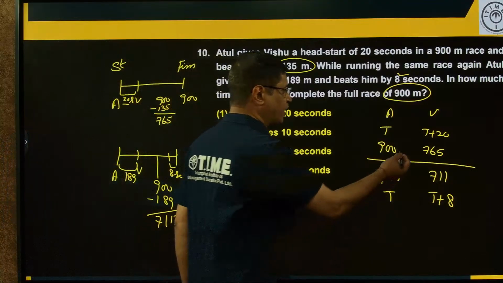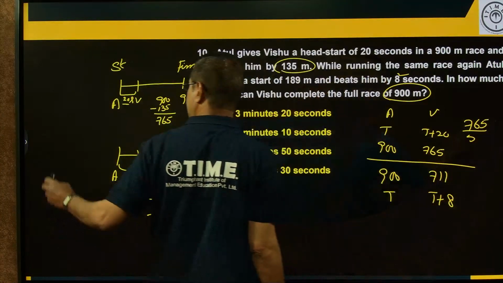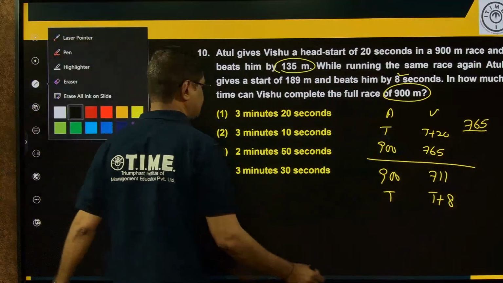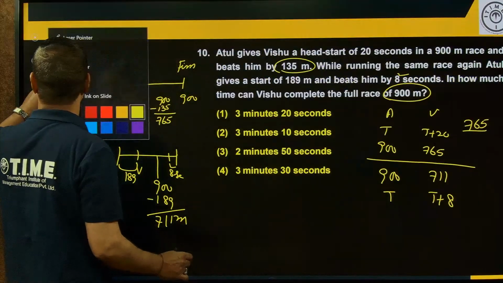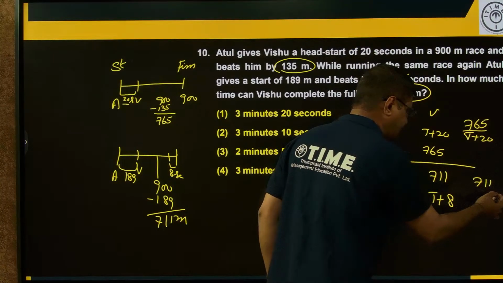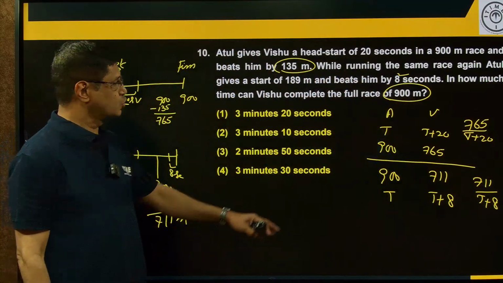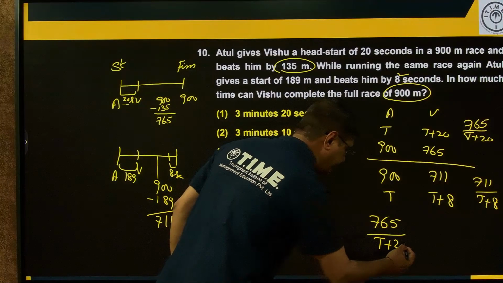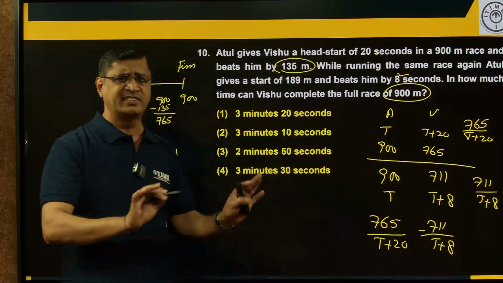Dear student, the speed of Vishnu is 765 by T plus 20. Similarly, here it is 711 by T plus 8. Speed is uniform. So 765 by T plus 20 is equal to 711 by T plus 8. By doing cross multiplication, you will get the answer. That is one approach.